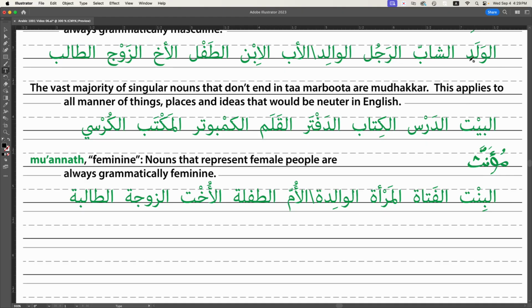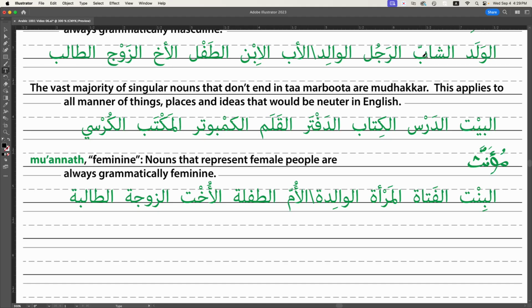So female people are feminine nouns. So we have walad up here for son. We have bint for girl or daughter. Walad means boy or son. Bint means girl or daughter. It doesn't end in ta marbuta, but it's still feminine because it represents a female person.